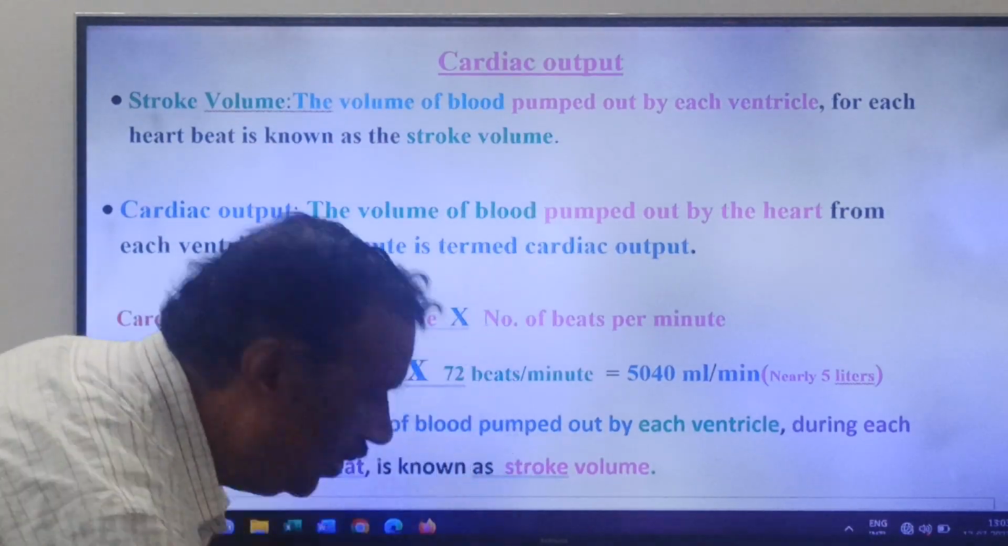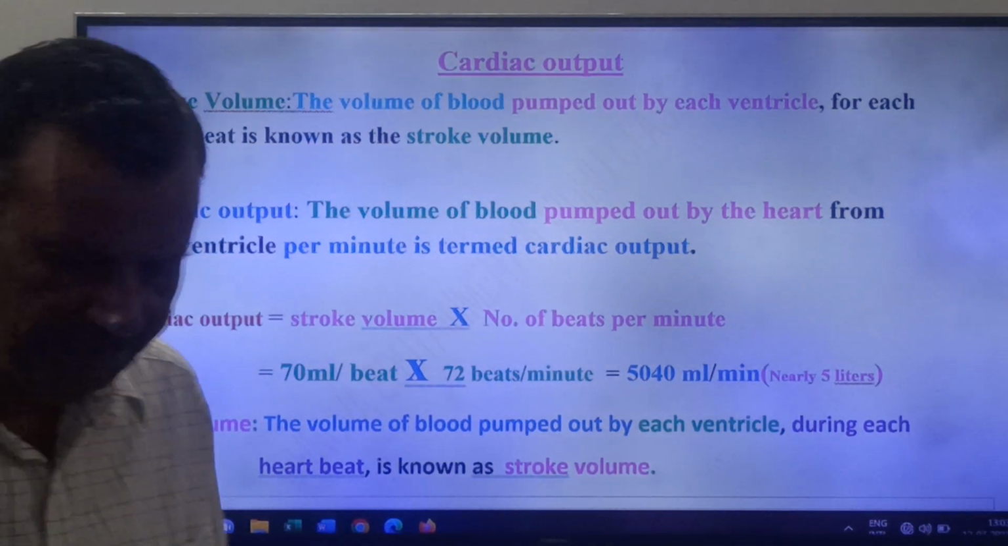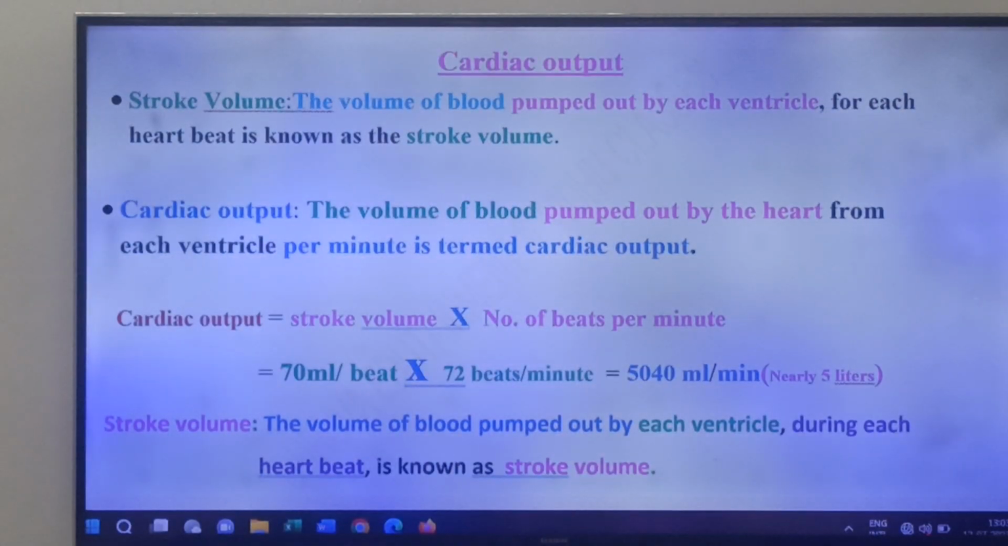Now come to cardiac output. Friends, another important topic, cardiac output. Okay friends, we will discuss cardiac output in our next video.